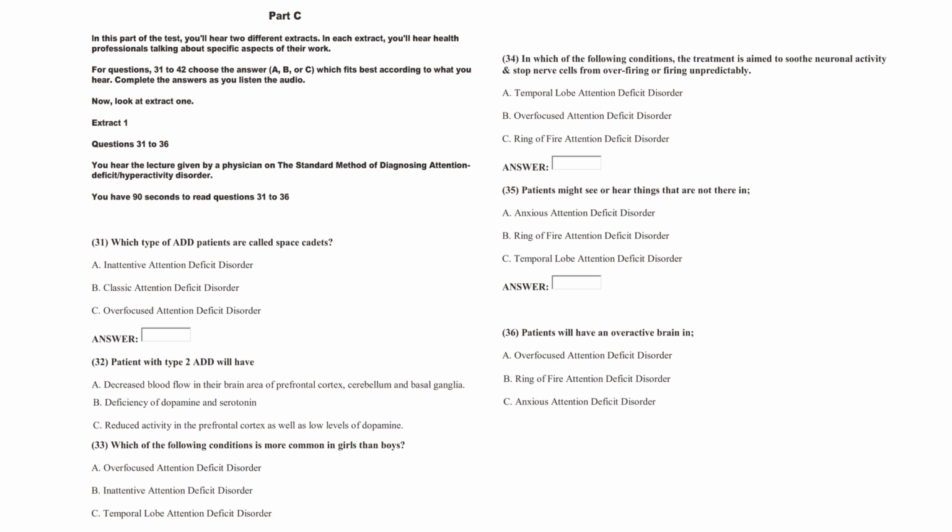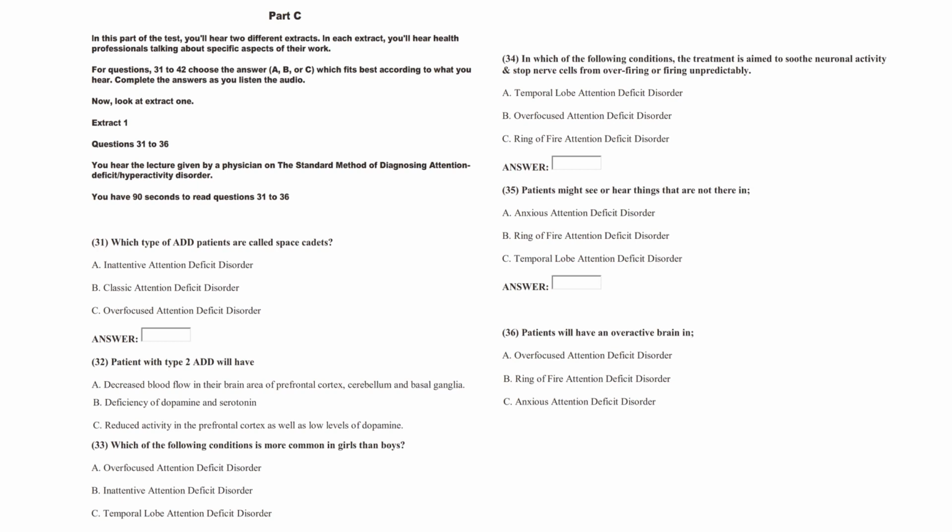Type 3. Overfocused attention deficit disorder. People with overfocused attention deficit disorder have a deficiency of dopamine and serotonin. The aim of treatment is to increase both these neurotransmitters, the nervous system's chemical messengers. Type 4. Temporal lobe attention deficit disorder.